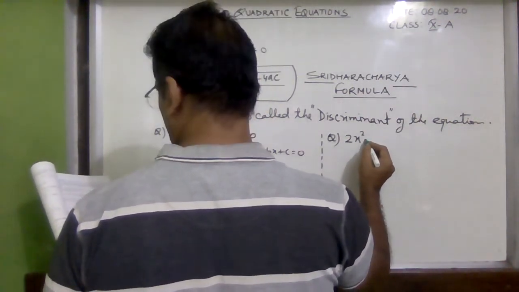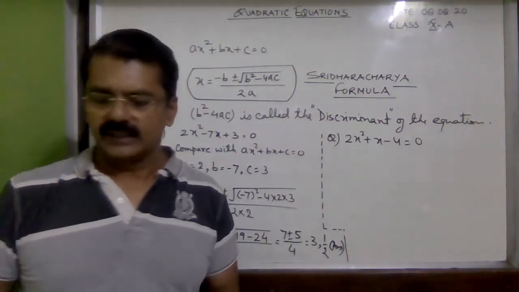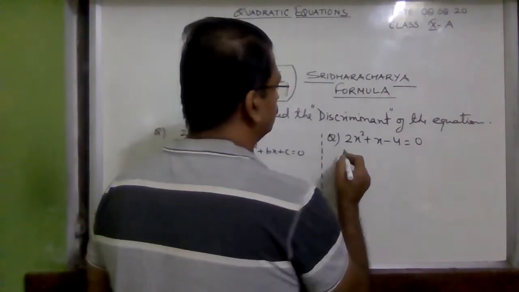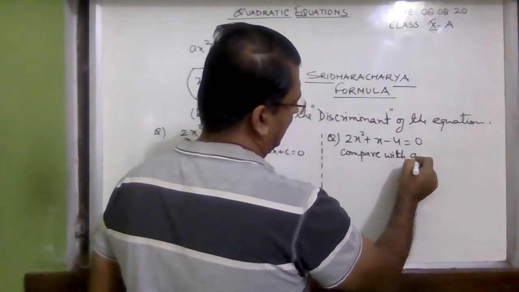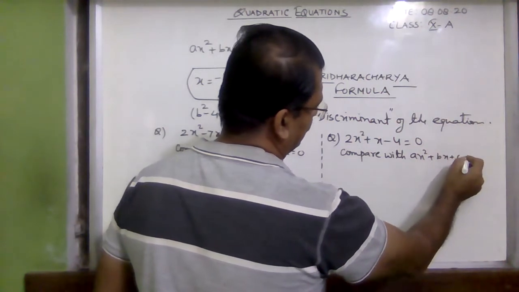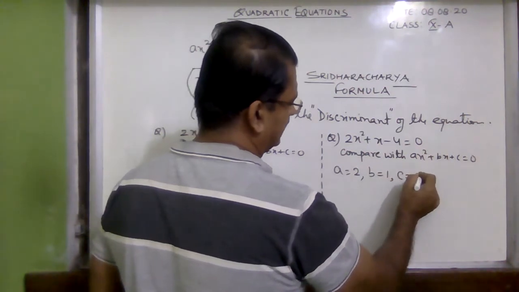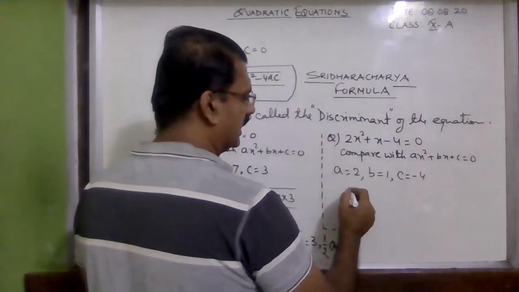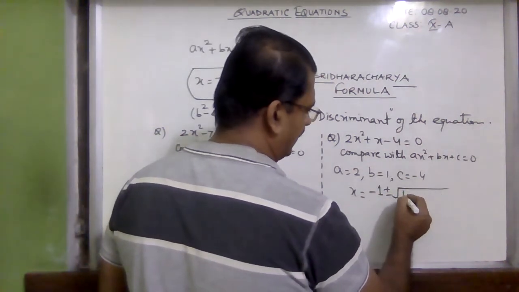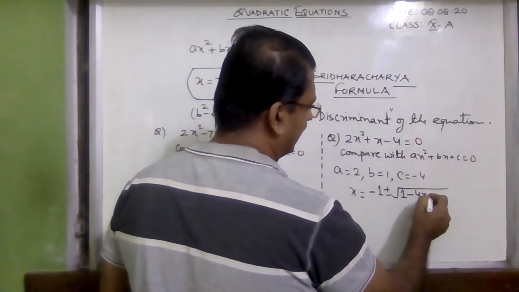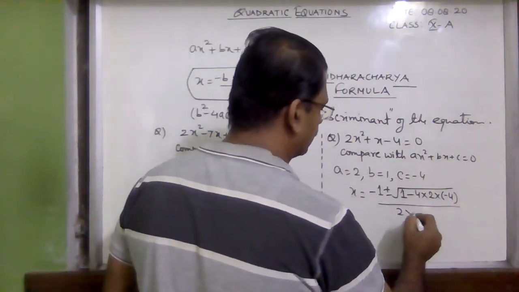2x² + x − 4 = 0. Now compare with ax² + bx + c = 0, then a is equal to 2, b is equal to 1, c is equal to −4. And now we will put these values. x is equal to −b, means −1, plus minus under root b², 1 square is 1 only, minus 4ac, c is −4, upon 2a, means 2 into 2.